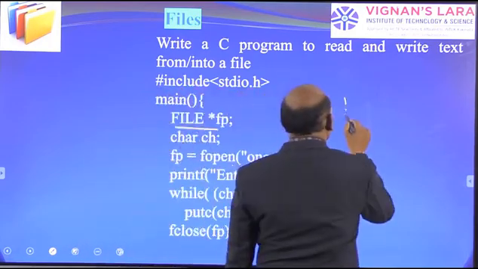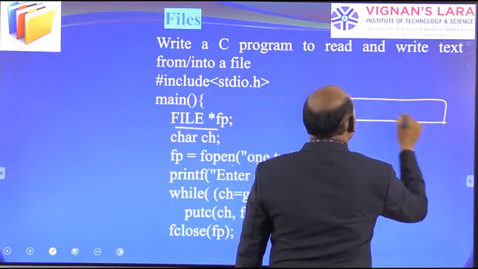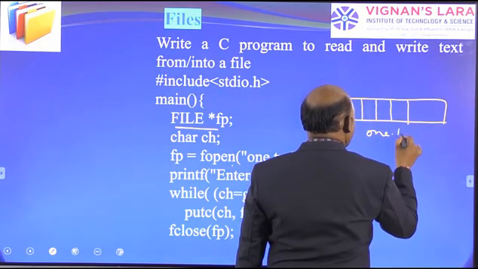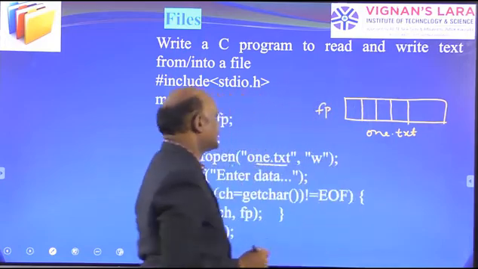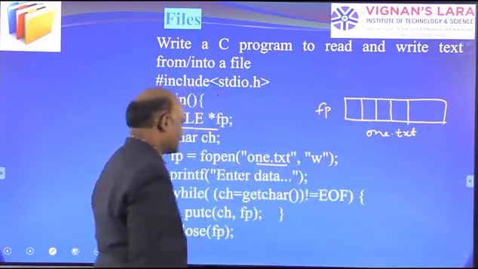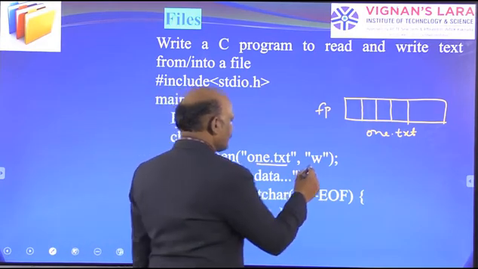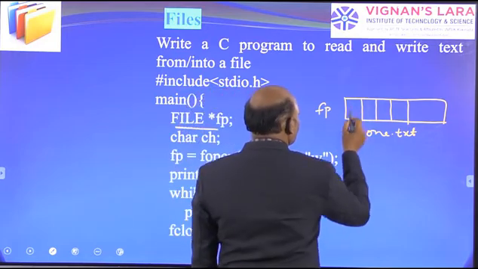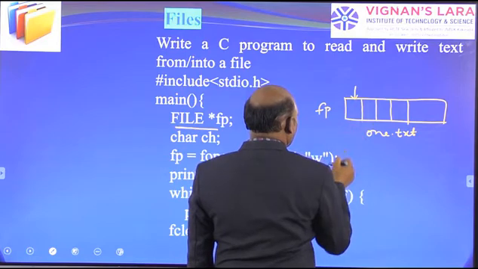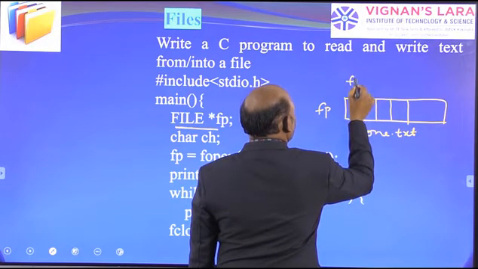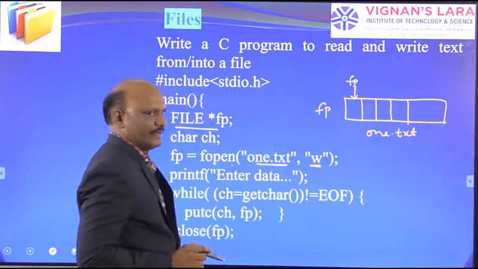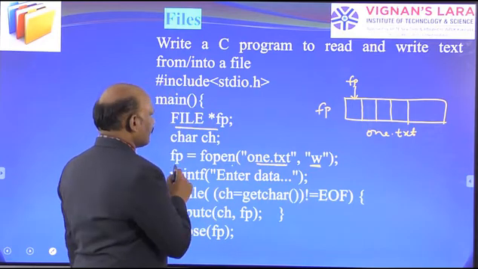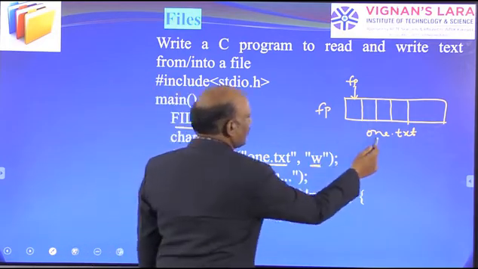One.txt is the file. The .txt means it's a text file, and its name is one. I am opening this file in writing mode, so it's a new file I am creating. Initially, the file pointer points to the beginning of the file on opening. So fp is the file pointer associated with the file one.txt.